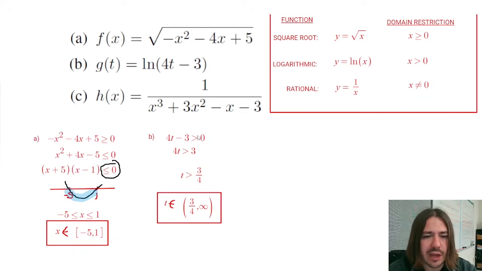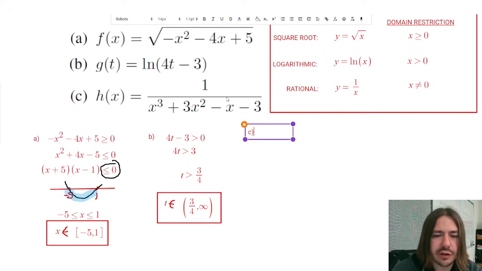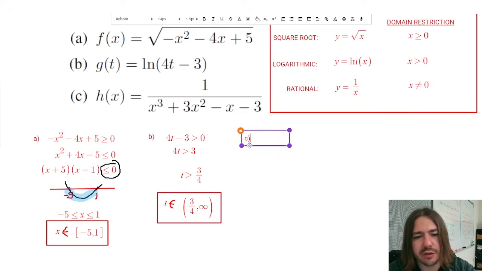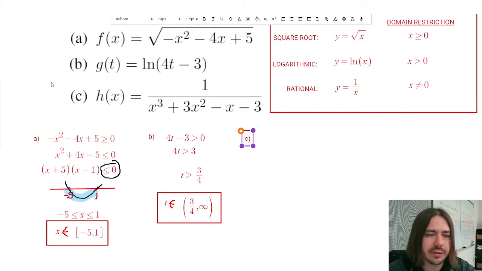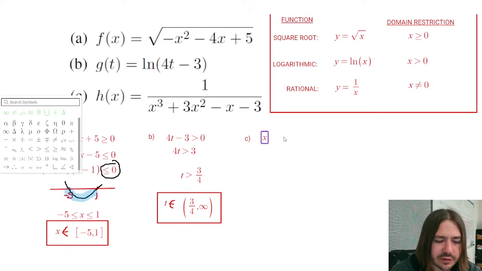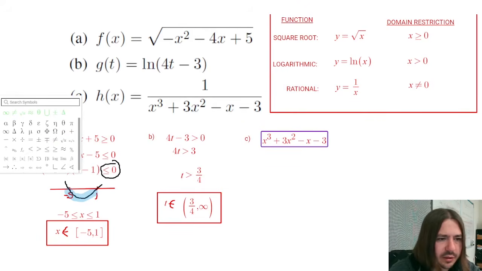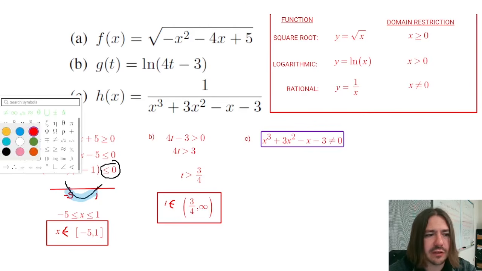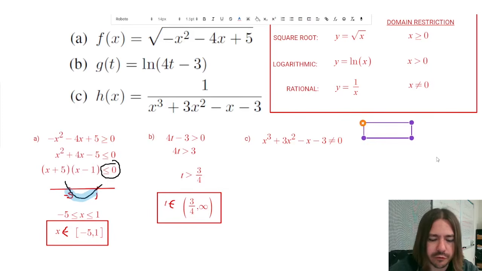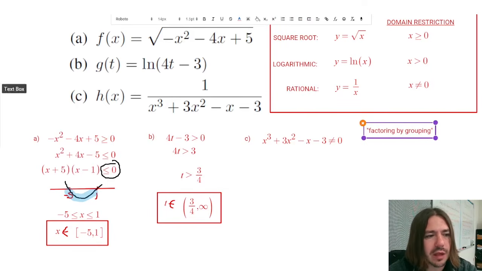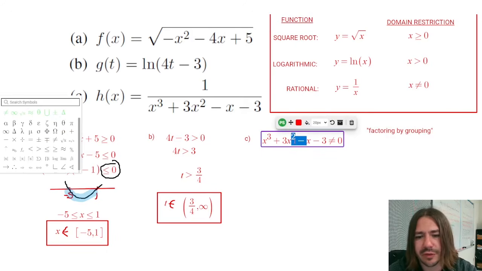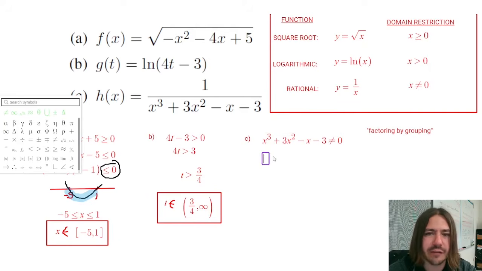Part C is a rational function, and rational functions, since we can't divide by 0, have a restriction where the denominator cannot be 0. So what I'm going to say is that x cubed plus 3x squared minus x minus 3 cannot be 0. Now I'm going to factor this using a technique called factoring by grouping. You might want to look further into this if you've never heard of it before. I'm going to run through the steps, but I'm not going to give a bunch of examples. Basically, you group the first 2 terms and the last 2 terms and factor out the GCF out of each group.